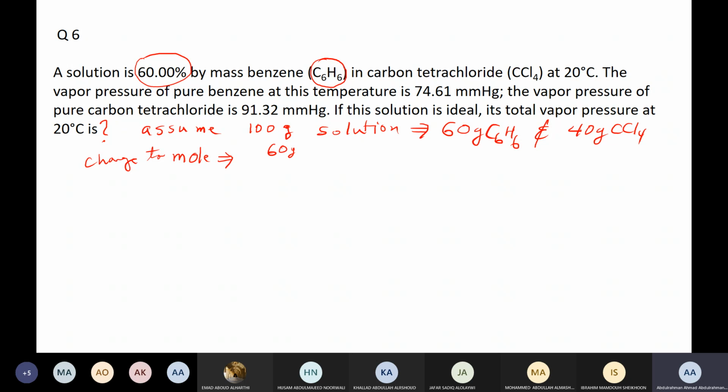60 gram C6H6 divided by what? 78.108. The molar mass of C6H6. Yes. Okay, and then mole of CCl4, which is 40 grams CCl4 divided by, tell me what's the molar mass? 153.8.